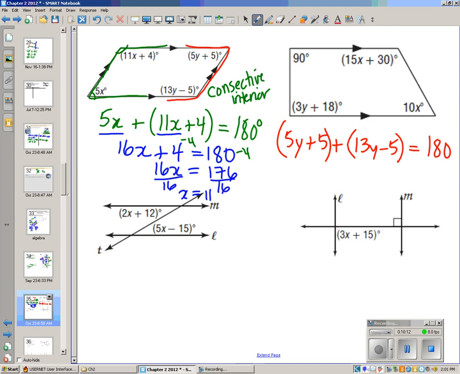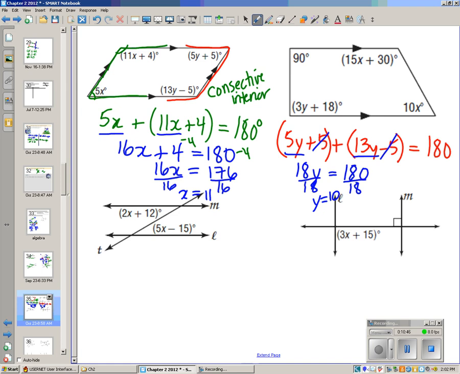Are these being multiplied or added? Added. So all you can do is collect the like terms, things that are alike. 5y and 13y makes 18y, and 5 and negative 5 makes 0. So 18y equals 180. So y equals 10. Divide both sides by 18 and you get 10. So you could find the angles if you're asked to. If you're just asked to find the unknowns, then you stop when you get the letters.